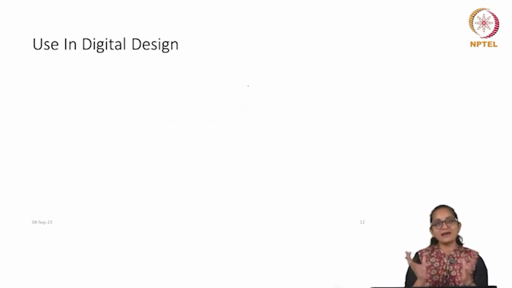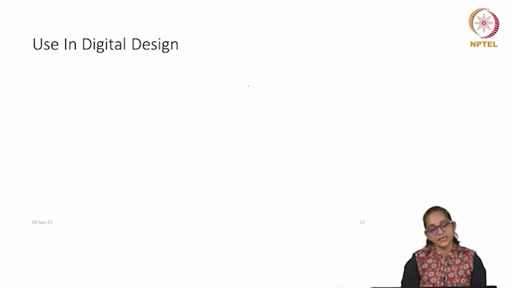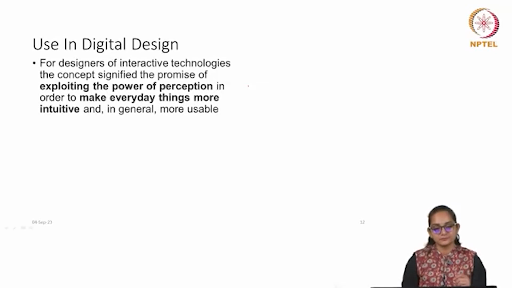Now that we have some idea what is the meaning of an affordance and how it can help in making your design more intuitive, what is the meaning of perceivable, what is the meaning of hidden, what is the meaning of false affordance, let us try to understand how it is used in digital design. So, for designers of interactive technologies, the concept signifies the promise of exploiting the power of perception in order to make everyday things more intuitive and in general more usable and thus more accessible to a variety of users.